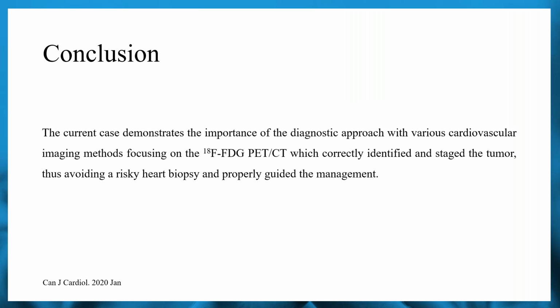So the current case demonstrates the importance of the diagnostic approach of various cardiovascular imaging methods, focusing here on the FDG PET-CT, which in this case correctly identified and staged the tumor, in a way to avoid a risky heart biopsy, and properly guided the management.